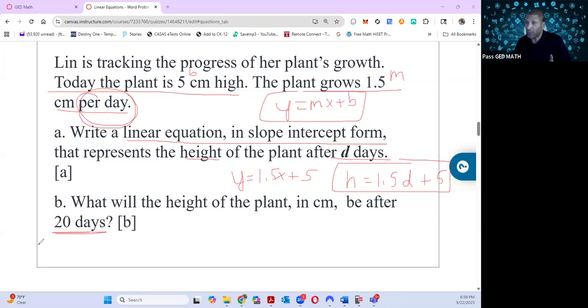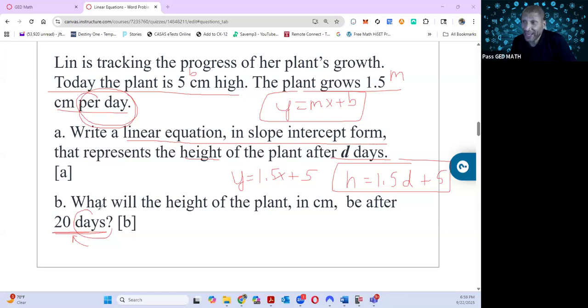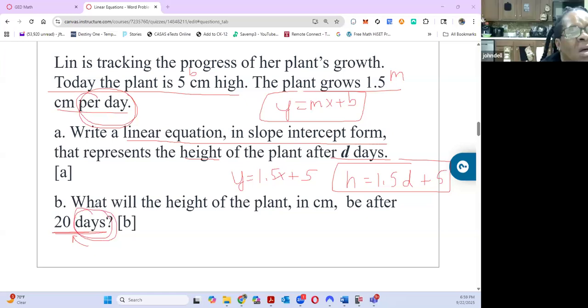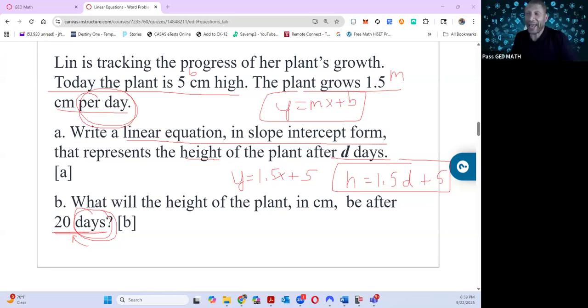Now, what will be the height of the plant in centimeters after 20 days? Is that H or D? What number is this? Is that going to be H or D? It's D. How do you know it's D? It's telling you right there. It's days. It's telling you 20 days. Your height can't be 20 days.